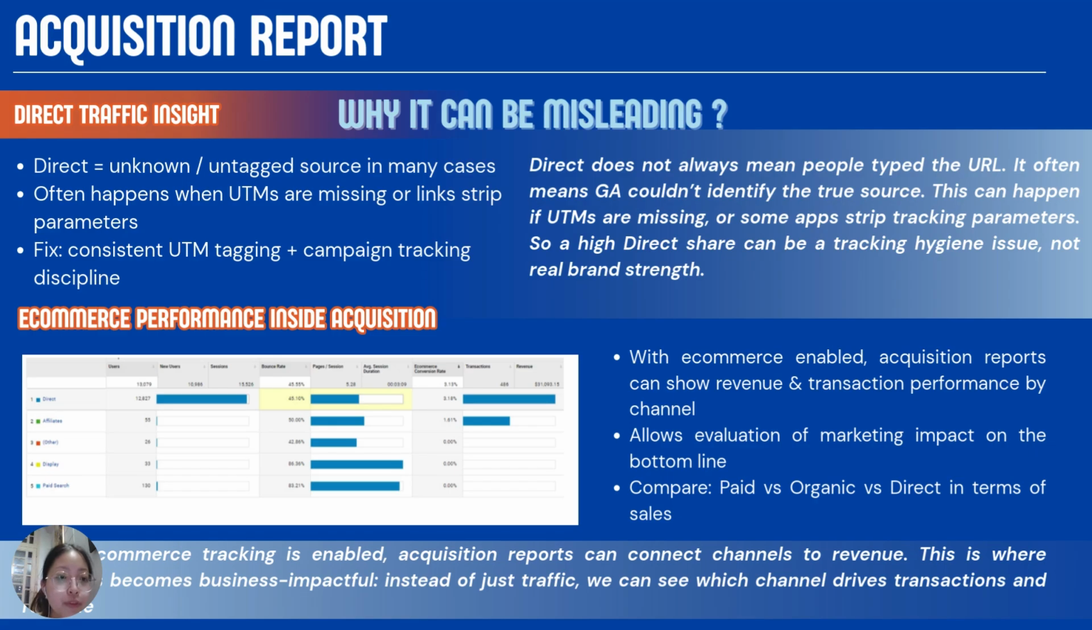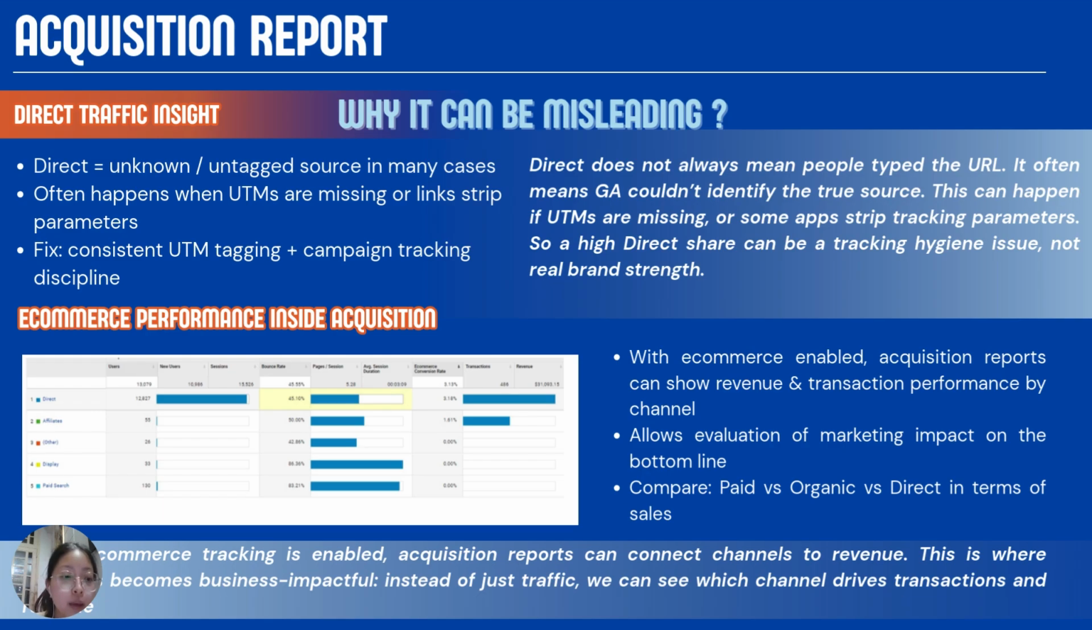Next, moving to acquisition reports. For direct traffic insights, here is why it can be misleading. Direct does not always mean people type the URL. It often means GA couldn't identify the true source. This can happen if UTMs are missing or some apps strip tracking parameters. So a high direct share can be a tracking hygiene issue, not a real brand strength.